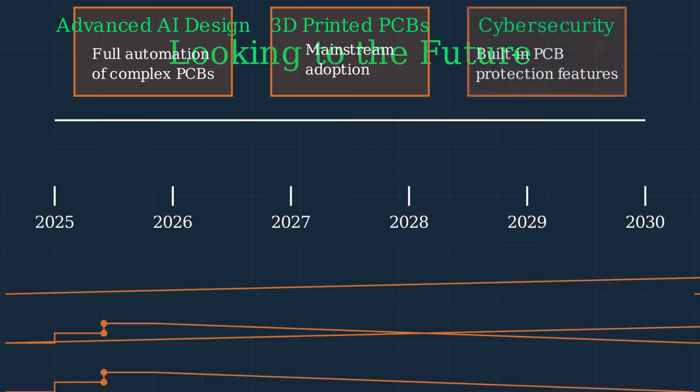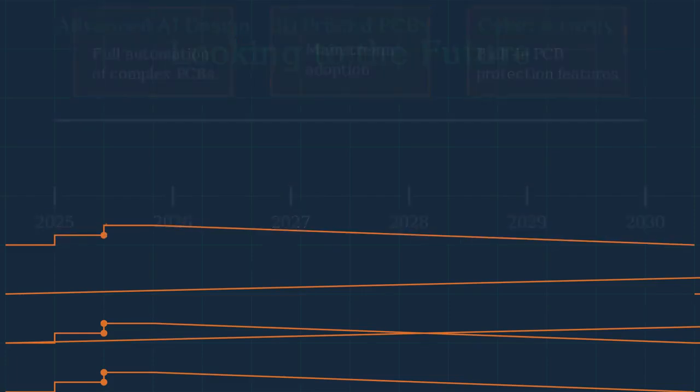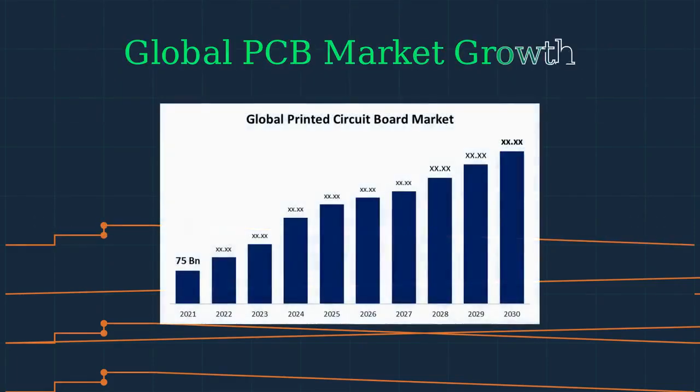By 2030, cybersecurity features will likely be built directly into PCB designs, protecting sensitive data and preventing unauthorized access or tampering. The global PCB market reflects the increasing importance of printed circuit boards in modern electronics.